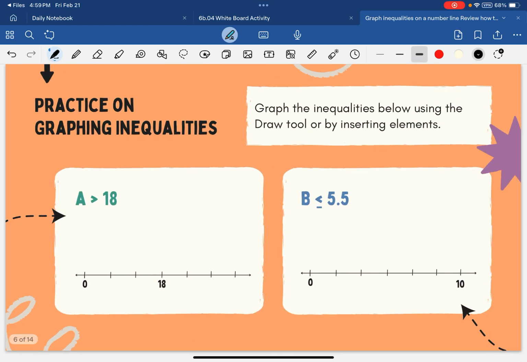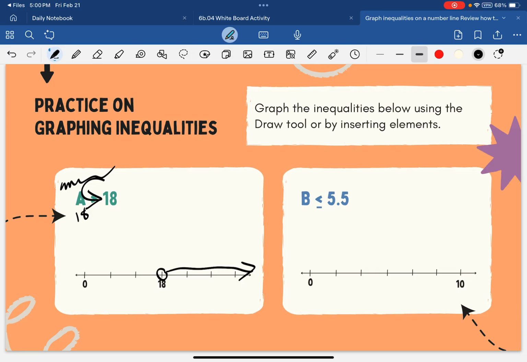Okay, the next one, let's go ahead and practice. This is a greater than symbol, 18. So anything greater than 18, is 18 a possible answer? No. So I'm going to leave it open, and then I'm going to go greater than 18. Anything greater than 18 works.